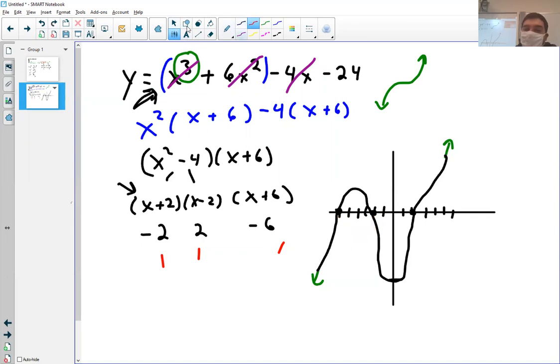I thought it didn't look right. So I guess it has to match your end behavior. If it doesn't match your end behavior, you know something went wrong. If one of them is a double root, it's a specific zero, and it just bounces off that specific one. So let's say you had x plus 2 squared. That would bounce off at -2.